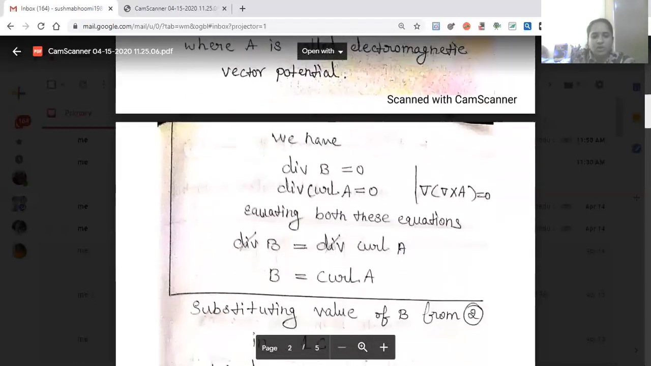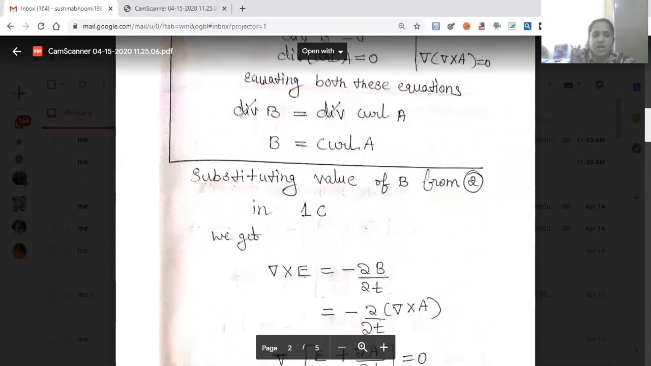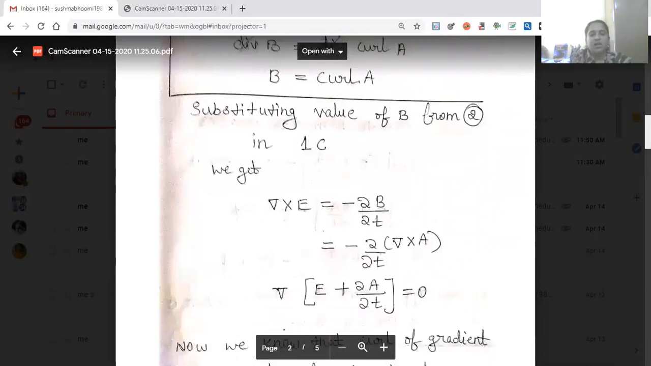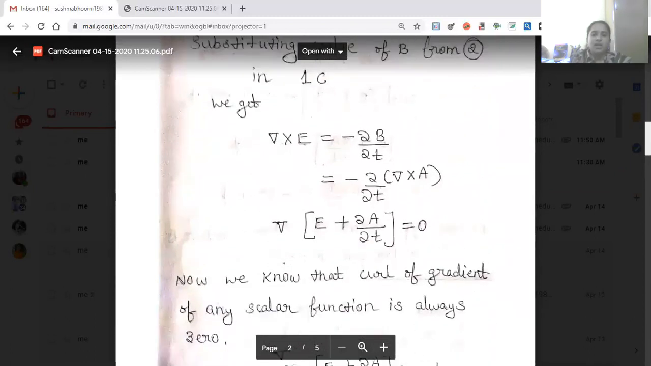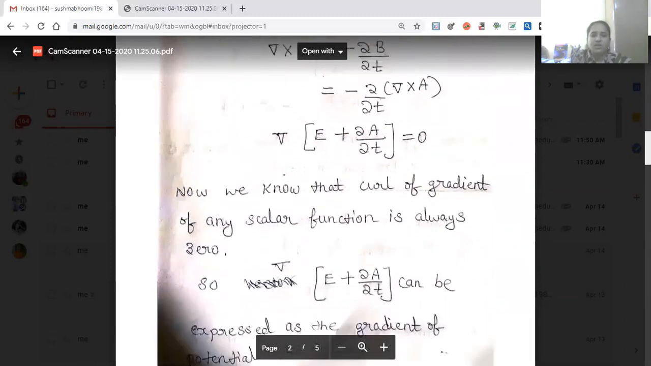Now we'll take Maxwell's third equation, 1c, that is curl of E equal to minus del by del t of B. In place of B, we just got B equal to curl of A, so we substitute that: minus del by del t of curl of A. Then we take the curl out, so curl of E plus del by del t of A equal to 0.